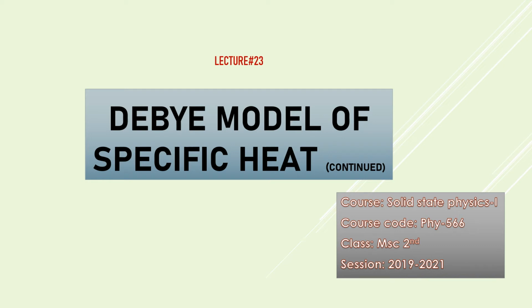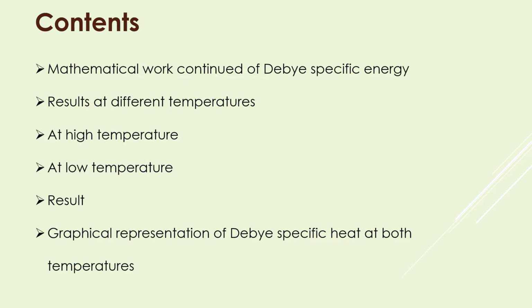Now, as we have calculated the value for energy for the Debye model, we are going to continue the topic with the mathematical work we were doing for the calculation of the energy for the specific heat. Here are the contents. Mathematical work continued of the Debye specific heat results at different temperatures, at high temperature and low temperature. At the end, we have the result and the graphical representation of the Debye specific heat at both the temperatures.